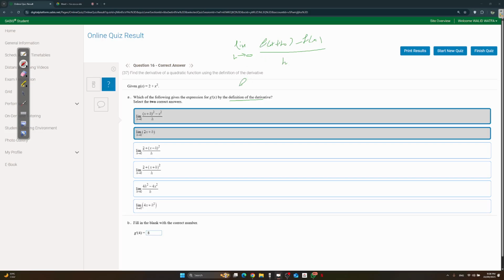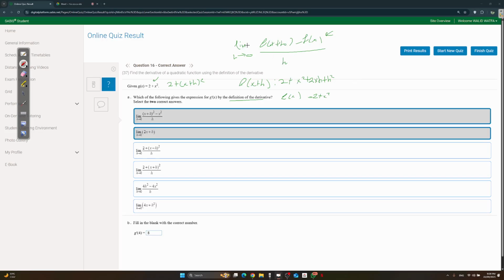What's f of x plus h? This is what I do. I piece them up one by one, and then at the end, after I get everything, I put them all together. f of x plus h is what? Instead of x, what do you put? x plus h. So 2 plus x plus h squared. So it's going to be 2 plus x squared plus 2xh plus h squared. What's f of x? f of x is easy. It's what's given here. So 2 plus x squared. It doesn't matter if I use f or g or whatever. They're the same.